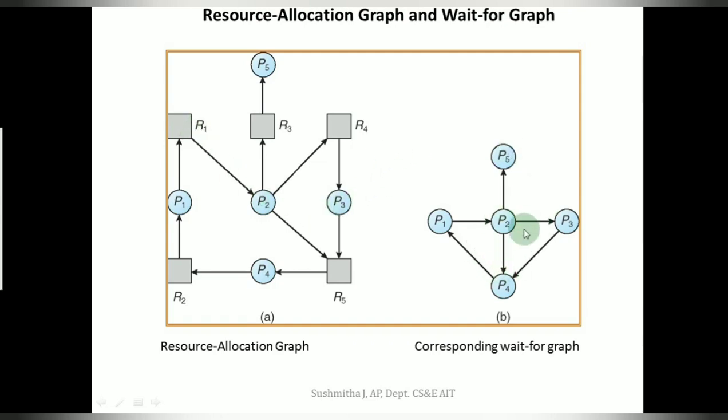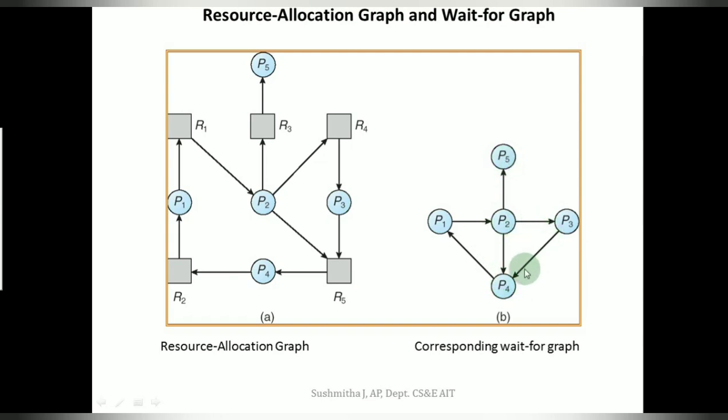So what does this graph tell? P1 is waiting for a resource held by P2. P2 is waiting for a resource held by P3 and P4. P3 is waiting for a resource held by P4, and P2 is waiting for a resource also held by P5.